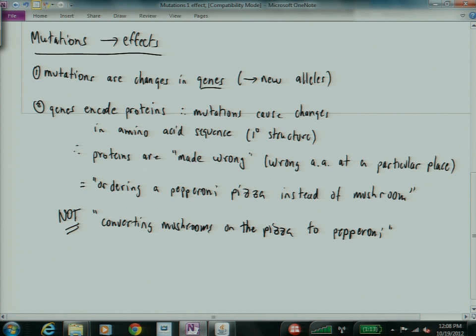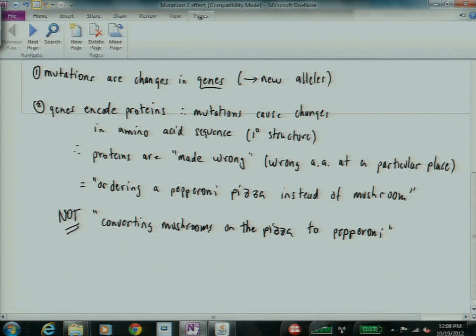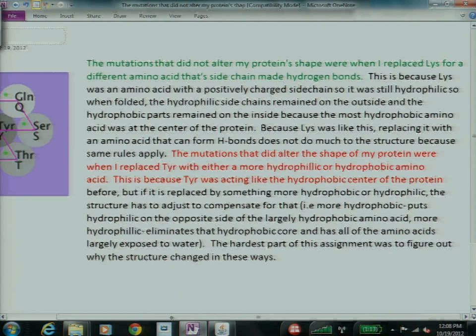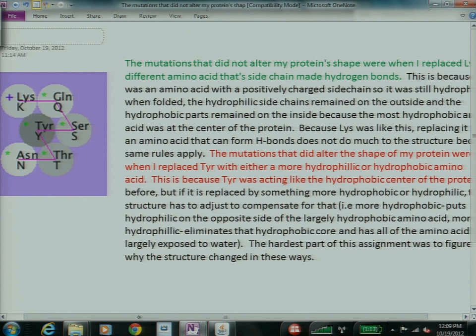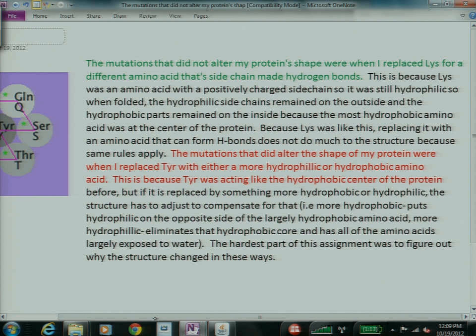All right. So I want to show one example of the warm-up. Next page. So here is one. Oh, phooey, made it the wrong size. Well, there's this nifty little blob protein that somebody made, and what they said was this. It's a long bit of text. The key parts are the mutations that did not alter my protein shape were when I replaced lysine for a different amino acid that side chain can make hydrogen bonds. Right? The idea is it's similar to lysine.